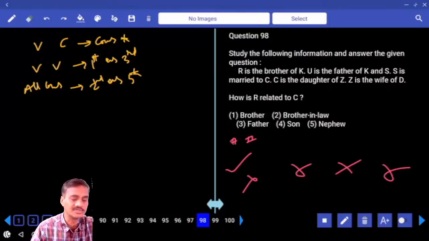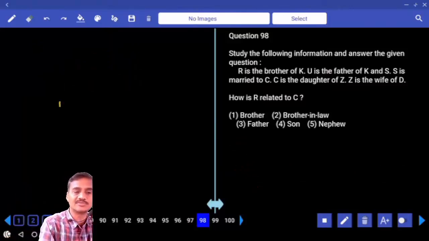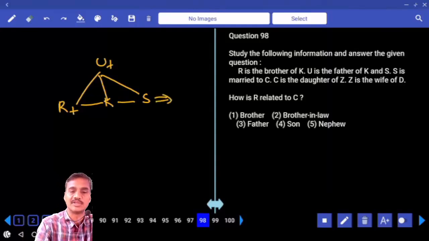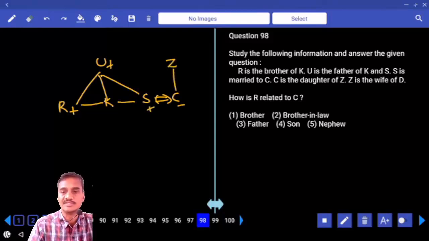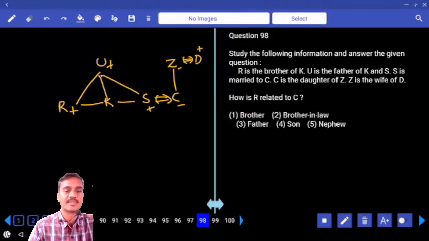Then 98 to 100. Now this one is based on blood relations. R is the brother of K. And U is the father of both K and S. S is married to C, S and C are a married couple. And C is the daughter of Z, C is a female, S is a male. Z is the wife of D, Z and D are a married couple, Z is a female, D is a male.